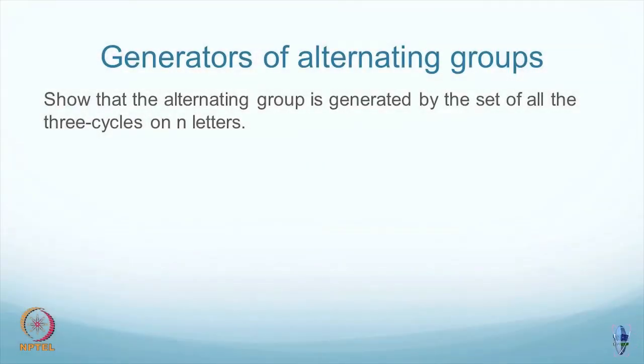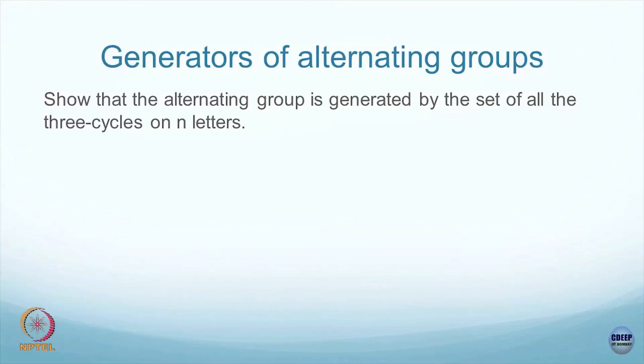The other problem was to show that the alternating group is generated. The alternating group is only the even permutations of the symmetric group, which means you cannot get it just by transposition. If you have a generator, all powers of the generator should be elements of the group. If you put a transposition as a generator, you are stuck, right? All powers include even powers and odd powers.